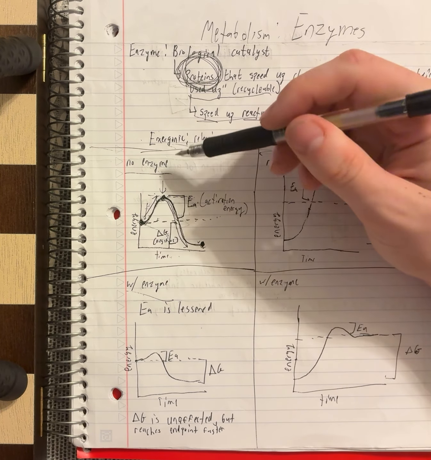So I'm just going to give it to you. EA, which is activation energy, is lessened. And remember, that's how I said enzymes work. They speed up reactions by lowering activation energy. So now this hump up here that was this much is just a little baby hump now. It's nothing. Notice, though, delta G is unaffected. Enzymes do not ever affect delta G.